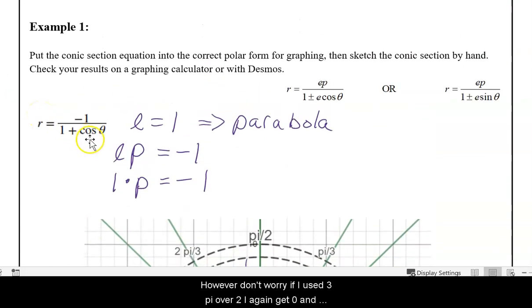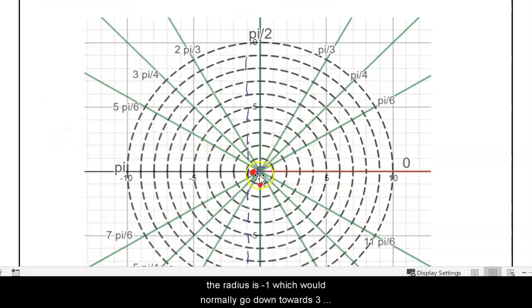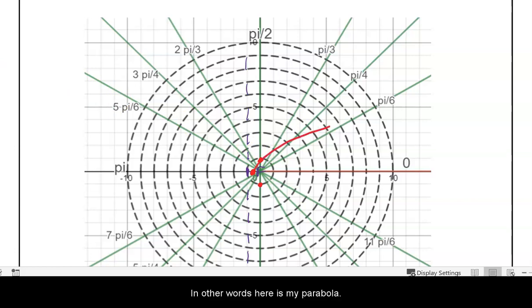However, don't worry, if I use 3 pi over 2, I again get 0, and the radius is -1, which would normally go down towards 3 pi over 2, but since it's a negative radius, it shoots me out towards, you got it, pi over 2. And that would be there. In other words, here is my parabola.